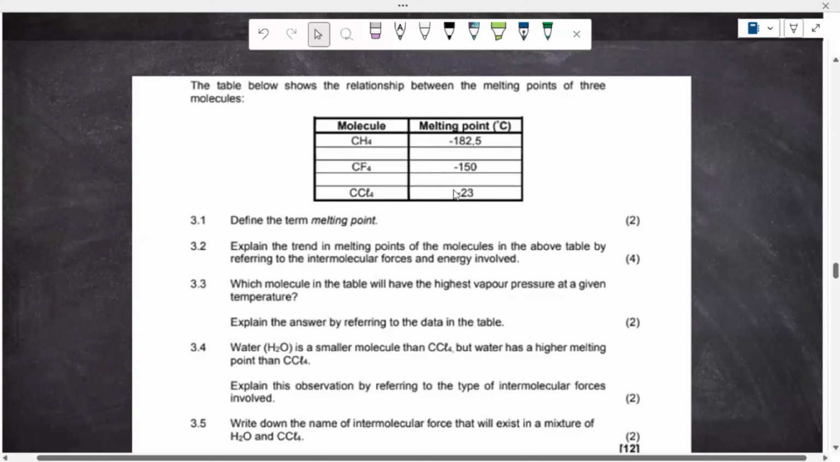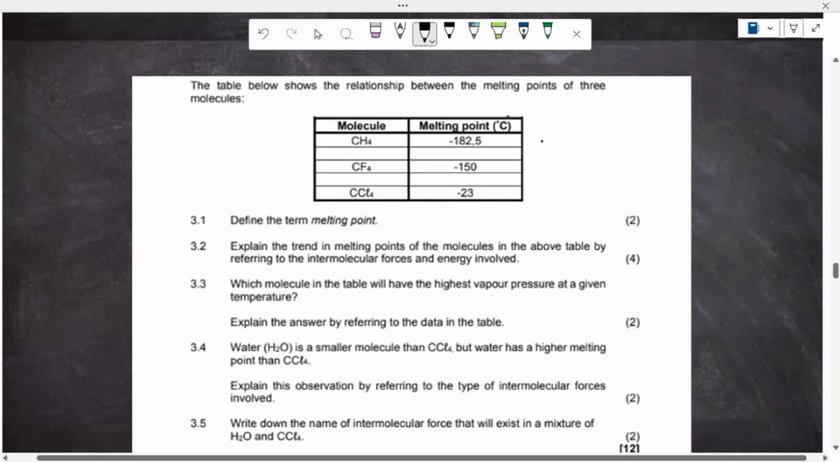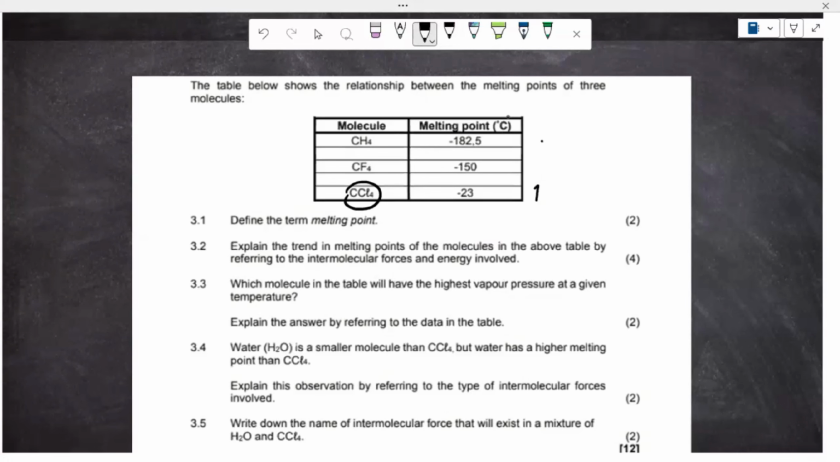Meaning if it's less cold, it means there's more heat. More heat means more energy, right? So just looking at this already, without even taking a look at the questions, I already know that my CCl4 over here requires a lot more energy because it needs to be warmer in order to melt it, right? So it needs more energy compared to my methane, which needs very little energy to actually melt it, right?